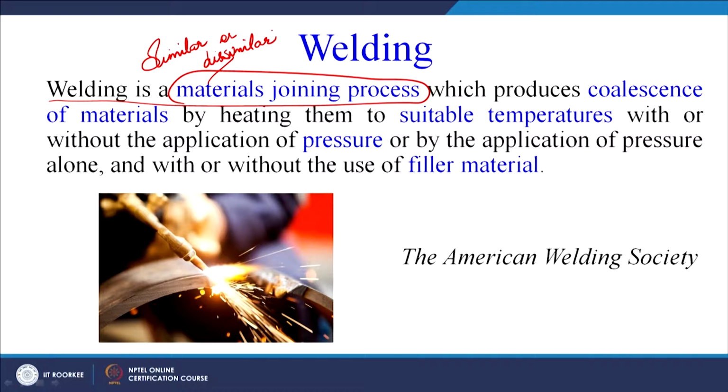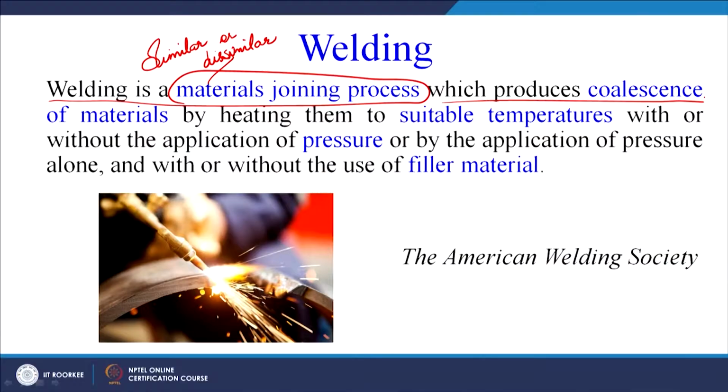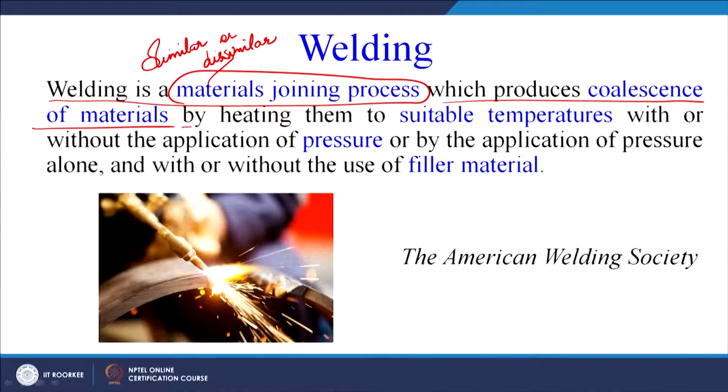So we may have the two parts that we want to join together made up of similar materials. Sometimes they may be of different materials also. So we have to join these two materials together, which produces our welding process, which produces a coalescence of materials. So the fusion of the two materials will take place upon the welding process. How will the coalescence take place? By heating them. So we need to have a source of heat also.